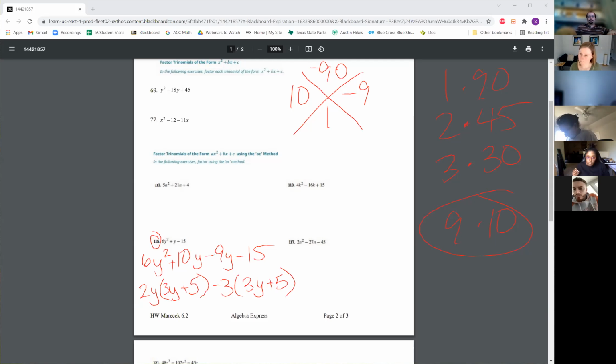So then your answer is 2Y minus 3 in parentheses, and then next to that in parentheses is 3Y plus 5. Yep, there you go. Cool. Any questions? No? All right, let's do some more.